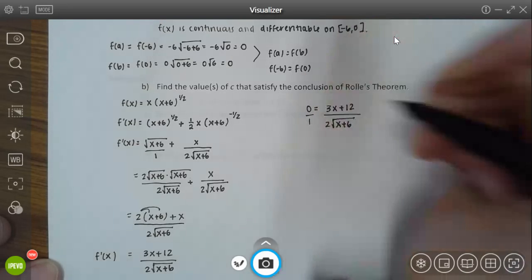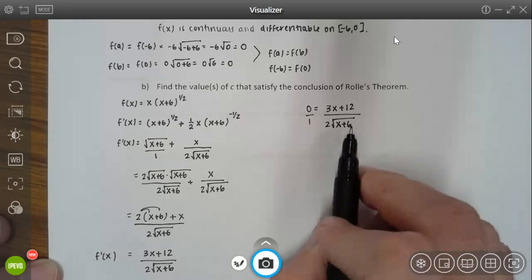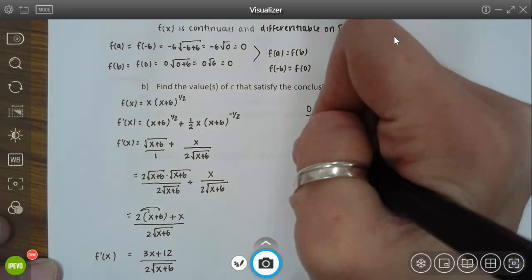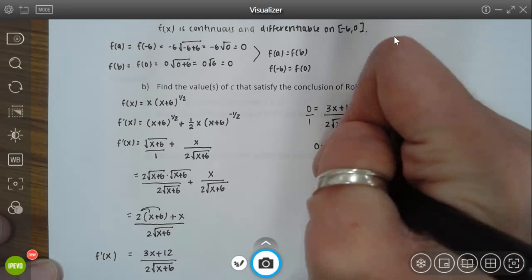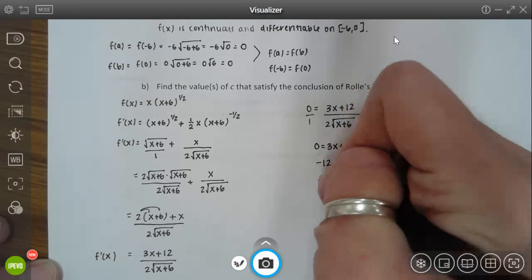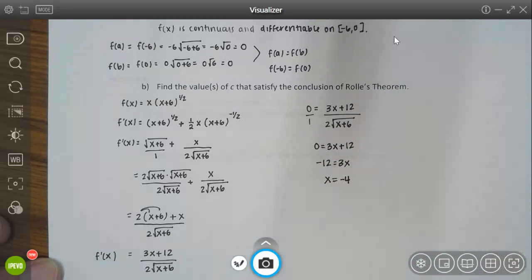You can put that over 1 and cross multiply, or multiply by the denominator on both sides. That's going to give us 0 is equal to 3x plus 12. And then I'm going to go ahead and solve that out for x. So it looks like -4.